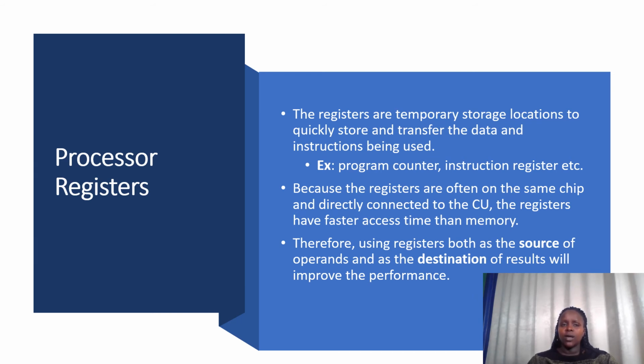Because the registers are often on the same chip and directly connected to the CU, the registers have faster access time than memory. Due to the distance from the register to the CPU and from the memory to the CPU, the register is much closer to the CPU. That is why the CPU frequently accesses the registers. Therefore, using registers both as a source of operands and as a destination of results will improve the performance of the machine.